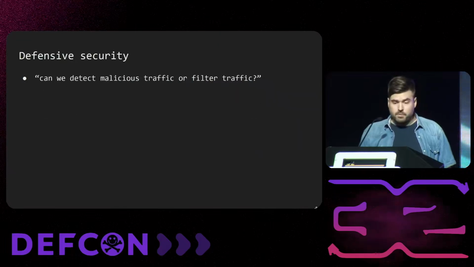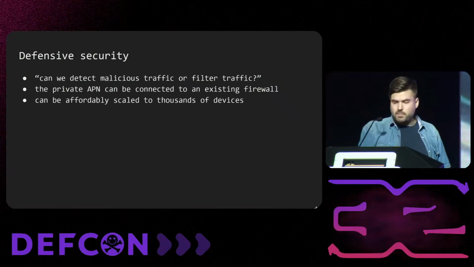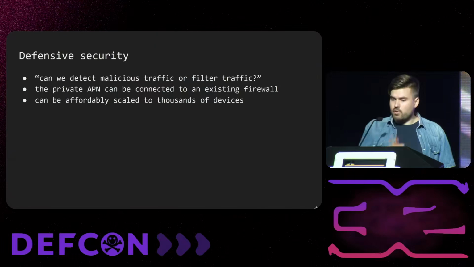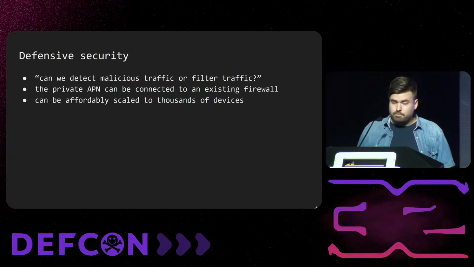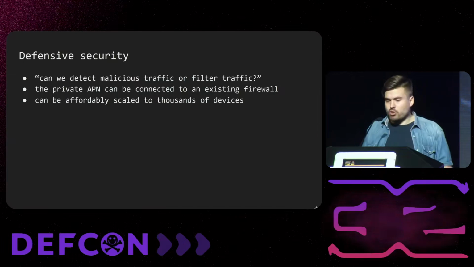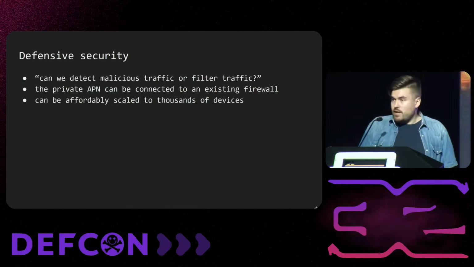Defensive point of view. With these private APNs, I connected to my server, but you can connect the IPsec tunnel to your existing firewall. So if you are running some kind of firewall, you can just connect this to it. The first devices might cost something, and then it costs more to add devices, but the cost goes down gradually. So if you have thousands of devices, it will still be quite inexpensive to do.